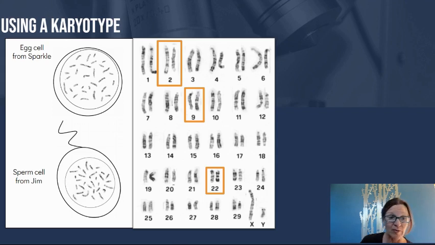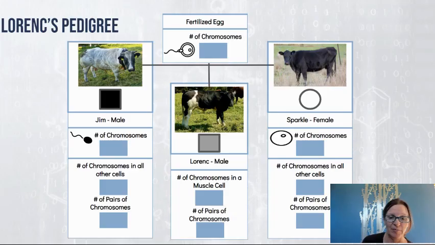All the other cells in the body besides the egg cell and the sperm cell, for Jim and Sparkle, should have something very similar looking. The chromosomes are going to look different, but the numbers and the pairs should be very similar to Lorentz karyotype. So you're going to go ahead and figure out these numbers, get a quick check in with me, and you are good to go.